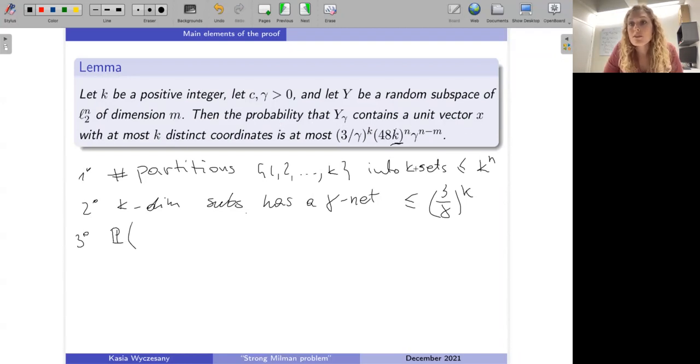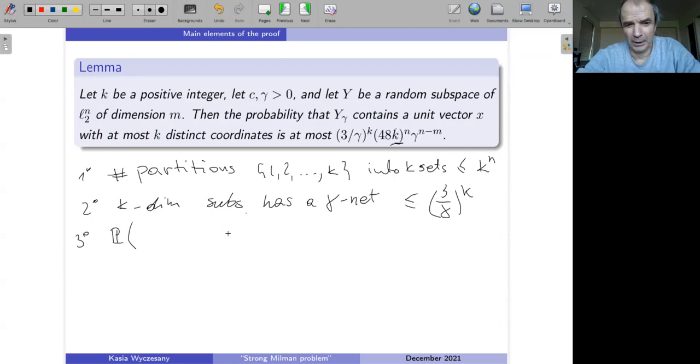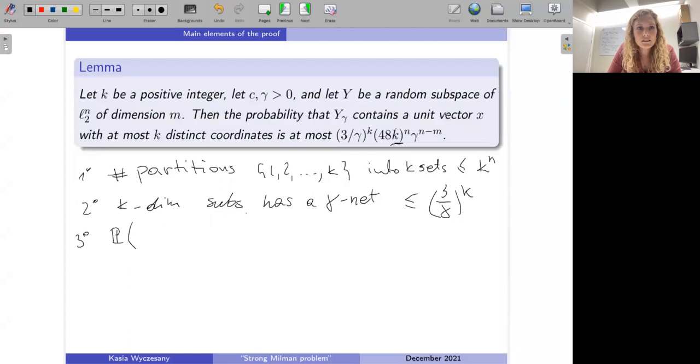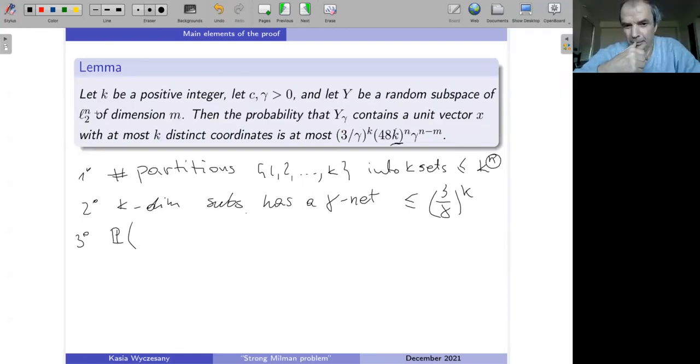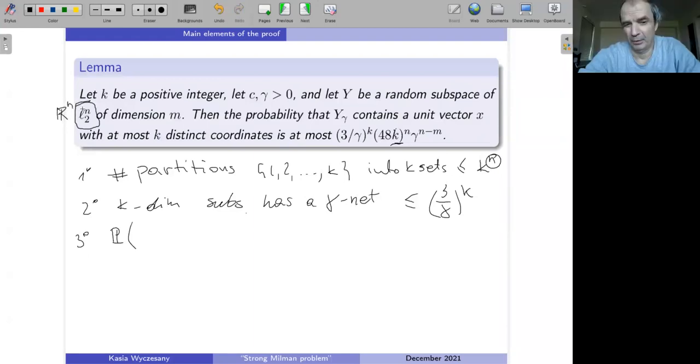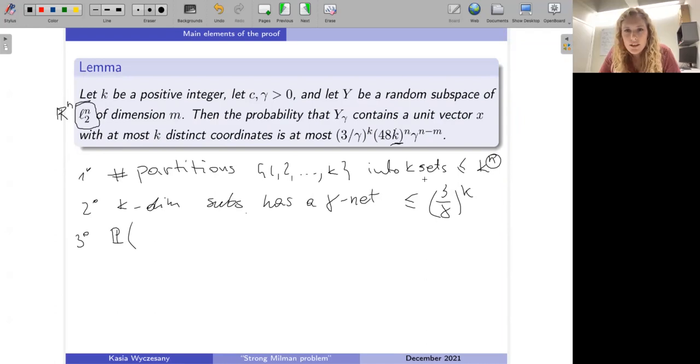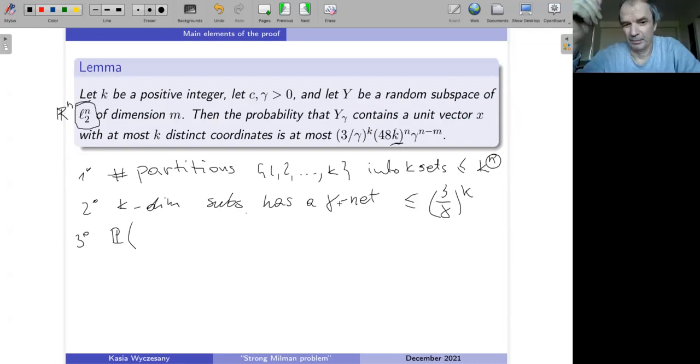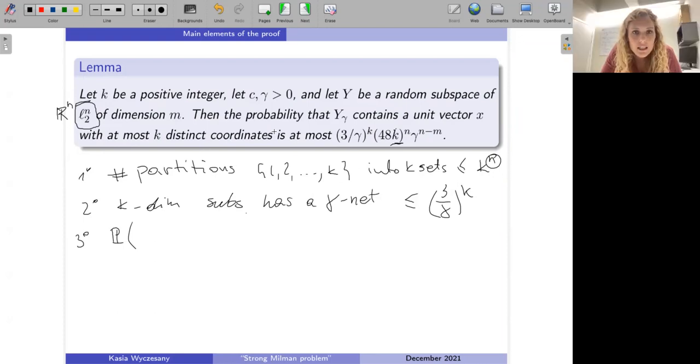contains a unit, sorry? Can I ask a question? I don't understand what n is in the first sentence. What is n in this, sorry. So first, this n here. Yeah. So we have Y is a subspace of, so this is R^n. No, but you have partitions of one set from 1 to k into k sets. Yes, that is something. I think there is some misprint there. I think you are right. I think you must be right.